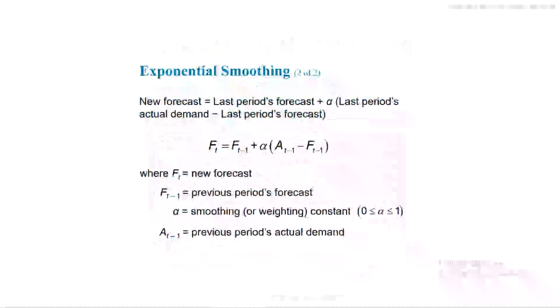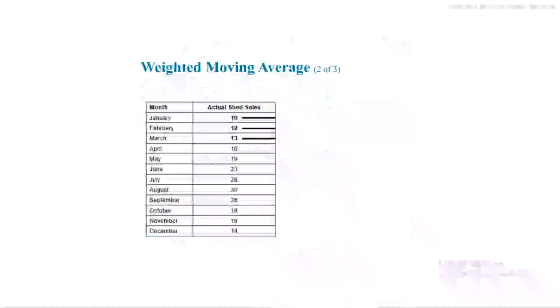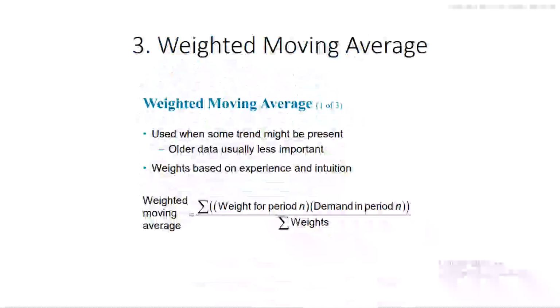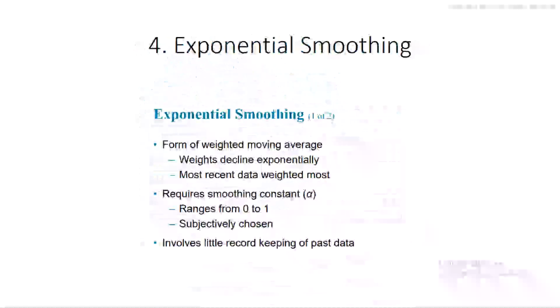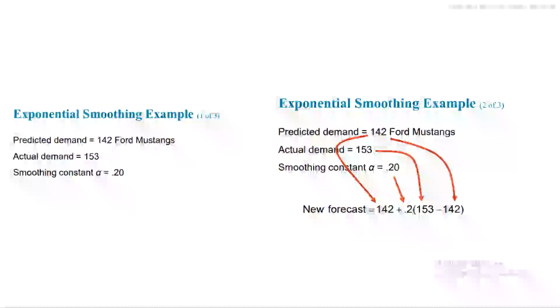So how are you going to calculate it? That is more important. We have come across the moving average, the weighted moving average, then exponential smoothing. Now, for example, the predicted demand was 142 Mustangs, Ford. Actual demand was, let's say, 153. A smoothing constant we have to select between 0 and 1. Here people are assuming the ideal case is alpha equal to 0.2.